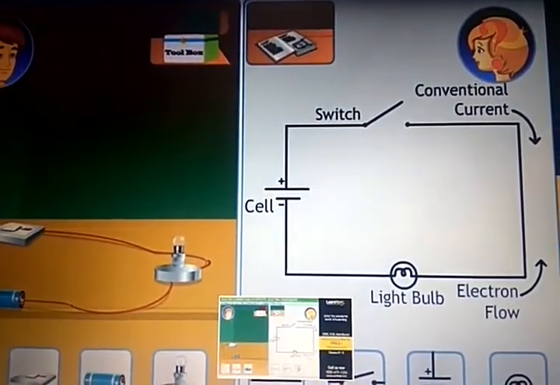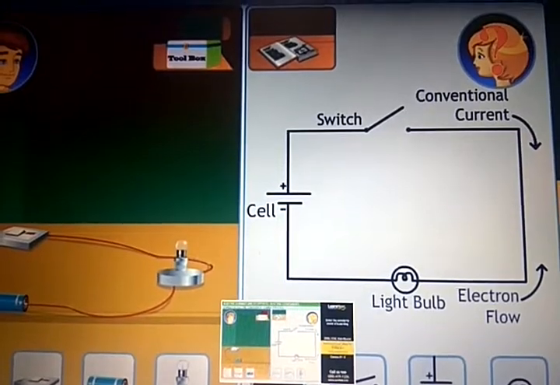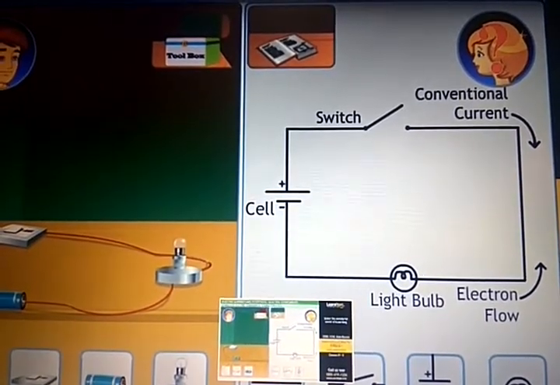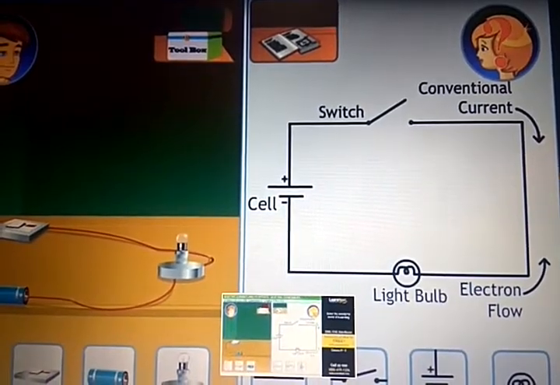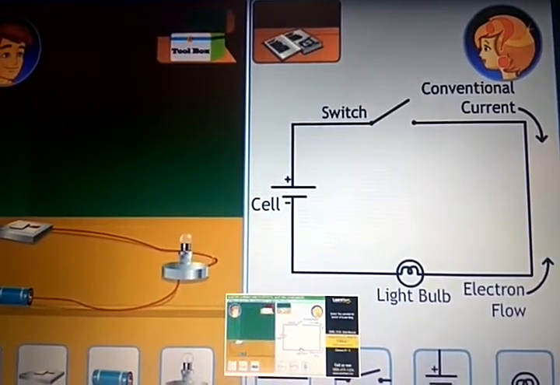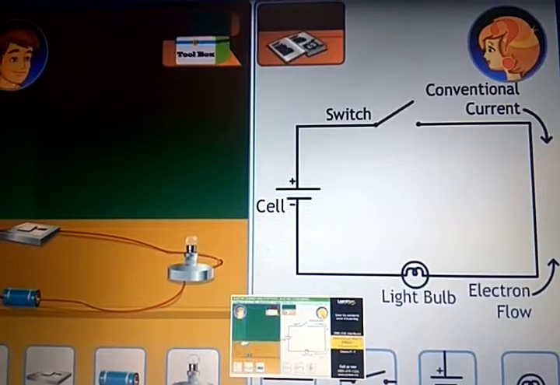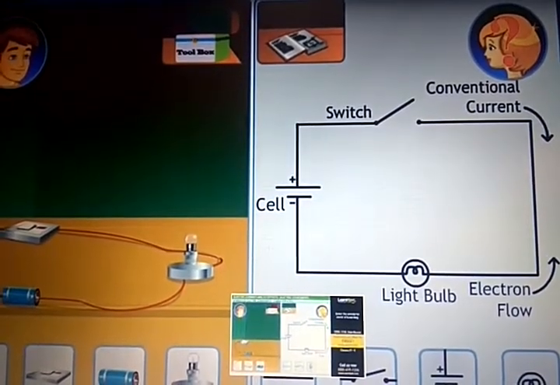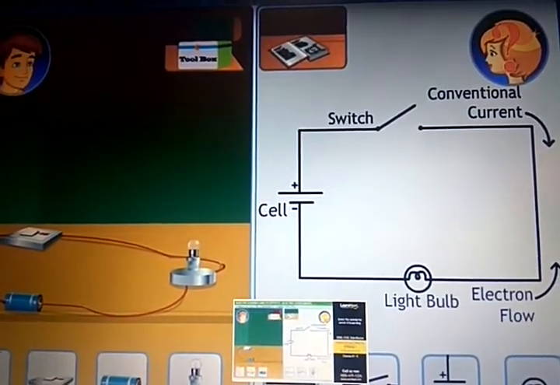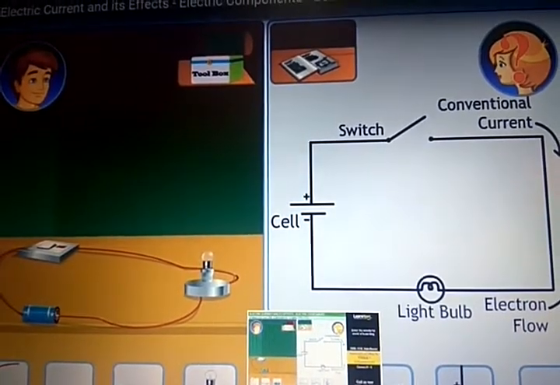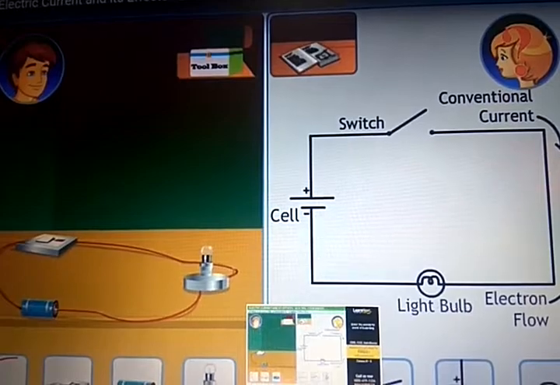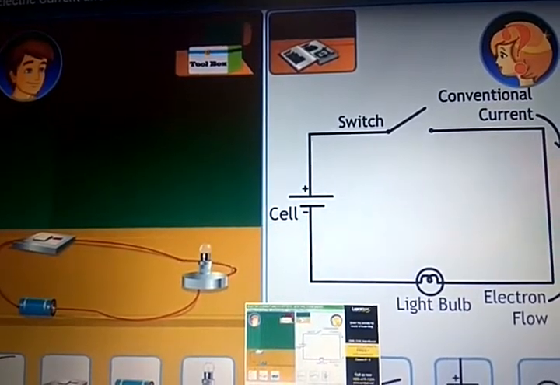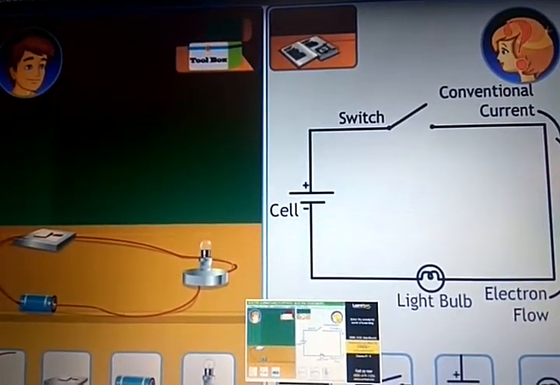Switch we are using as on off button. Wire which is used to flow electric current. Light bulb, that is LED bulb. Whether the circuit is on or off, we can know by this glowing the bulb. If the bulb does glow, it means current is passing. If the bulb does not glow, means switch is off. Bulb glow means switch is on.